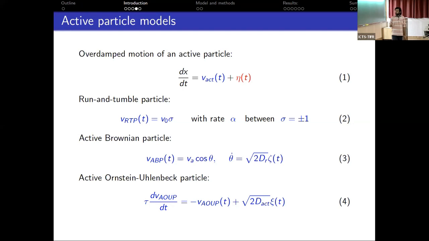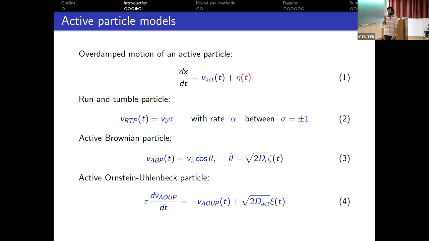And there is another model called the active Ornstein-Uhlenbeck particle, where the velocity has a memory term with a persistence time tau. All of them show similar behavior, at least up to the second moment of the noises. All of them have a memory term, given by the rate alpha for the RTP particle, by 1 over the rotational diffusion constant for active Brownian particles, and by tau for AOUP particles.